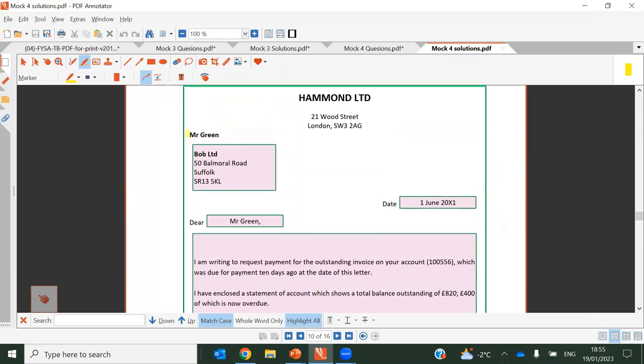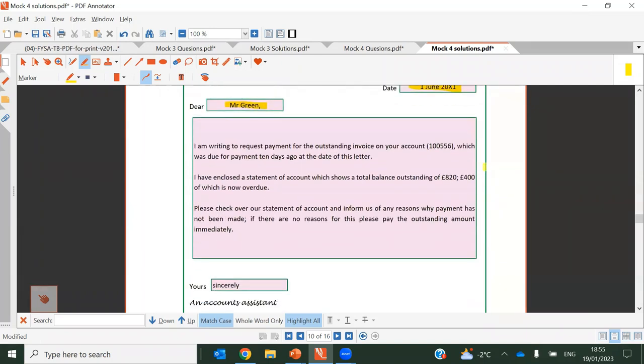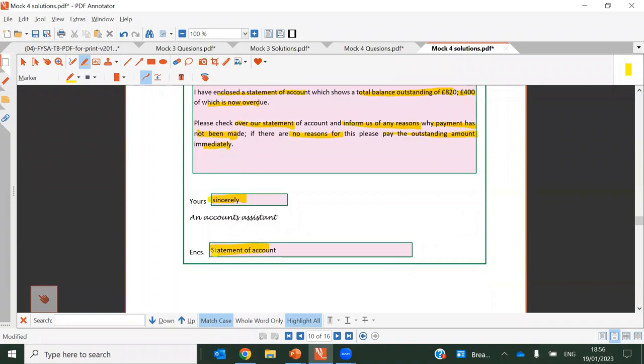So as we can see, we are addressing it to Mr. Green. We've got the name and address. We've got the date. We were given all that information. I am writing to request payment of the outstanding invoice on your account. And as I said, we've given the number, we've been precise. It was due for payment 10 days ago from the date of this letter. I have enclosed a statement of account which shows the total balance outstanding of £820, 400 of which is now overdue. Please check over our statement of account and inform us if there is a reason why payment has not been made. If there's no reason, please pay the outstanding balance immediately. Yours sincerely. So as we discussed, we know who we're writing to, Mr. Green. So yours sincerely. And then we've got that enclosure of the statement of account.